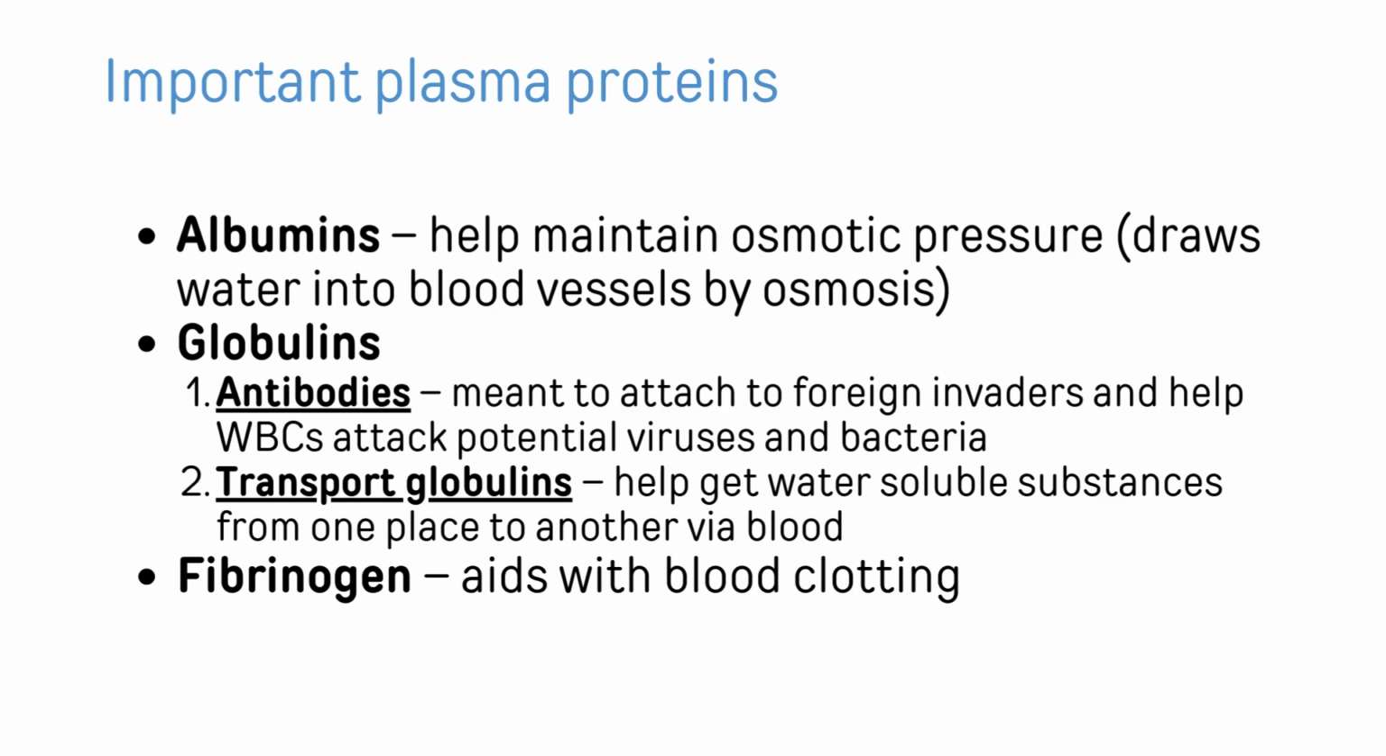Globulins, on the other hand, have kind of a dual function depending on the type. They might be immunoglobulins, those are antibodies meant to attach to foreign invaders and really help the white blood cells, the leukocytes, attack potential viruses and bacteria. Then you have transport globulins that help get water soluble substances from one place to another in case they have to go, say, through a lipid soluble area, or vice versa, something lipid soluble through an area that's very water soluble. And then fibrinogen is an example of a chemical that's similar to clotting factors that aids platelets with blood clotting.